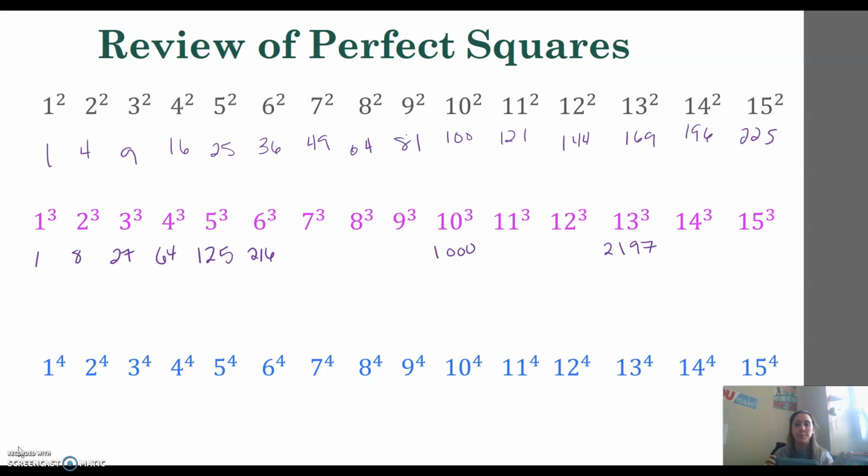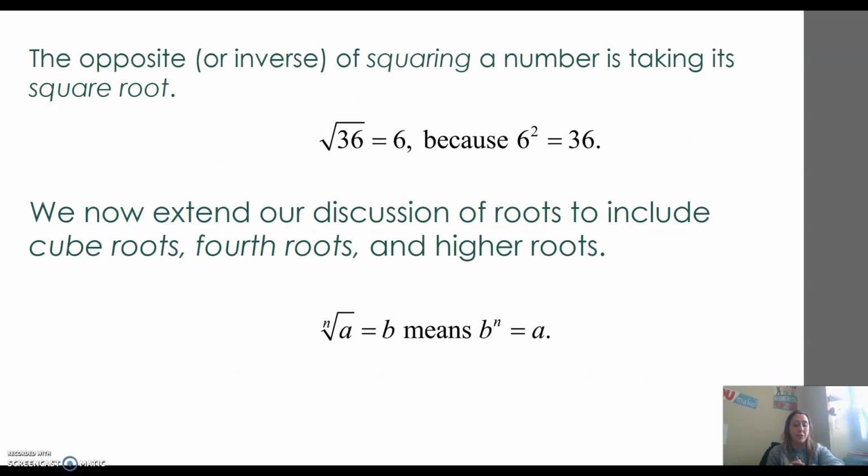I'm going to move on to the next piece of notes that we did. We talked about the opposite of squaring, which is the inverse, right? Which is the square root. Basically what we're saying is the square root of 36 is equal to 6 because 6 to the second power is equal to 36. So remember, when we look at a square root, there's an invisible 2 that is implied, kind of like how there's a 1 in front of this b that we don't see. So go ahead and jot this down.